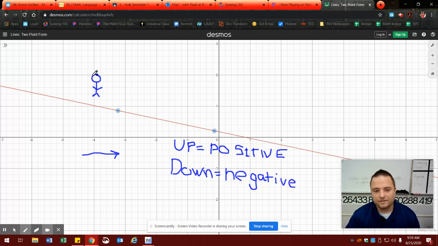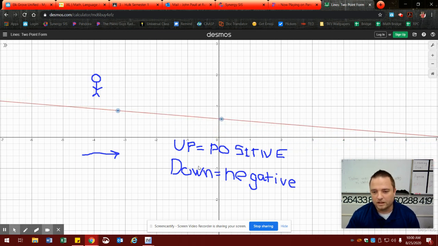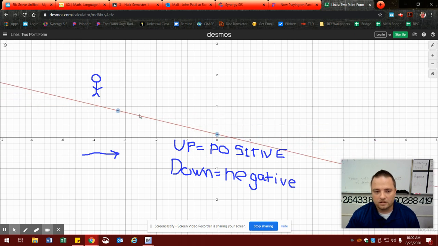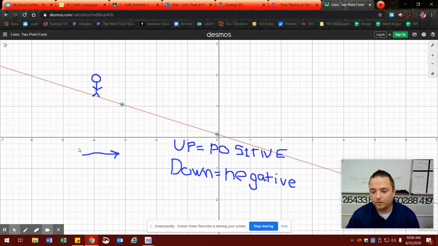So what that means is if Mr. Paul Jr. starts walking from left to right, he's going to be walking down. This is an example of a negative slope. Other examples of negative slopes, let me just move this here. Okay, he's walking down still. He's walking down still. It's always going to be from left to right.